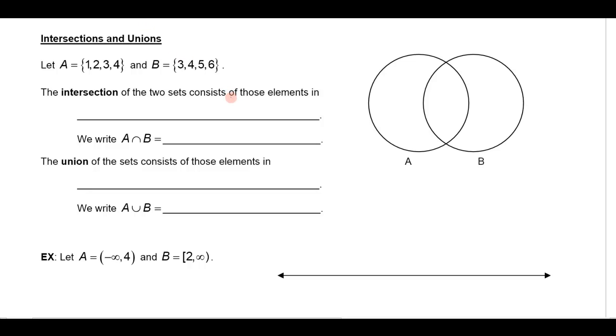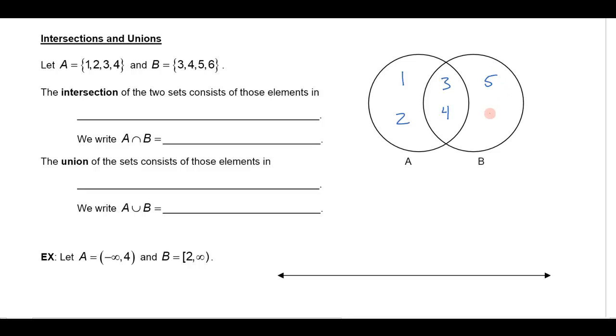Hi everyone. In this lesson I want to talk about some intersections and unions. So I have a set A and a set B, and set A is the set that has the numbers 1, 2, 3, and 4 in it. So I'm going to write those over here. And set B is the set that has 3, 4, 5, and 6.